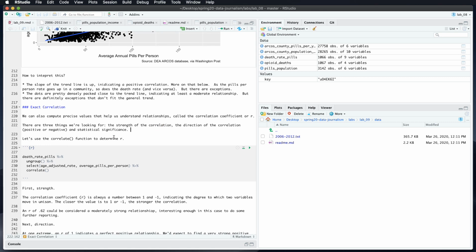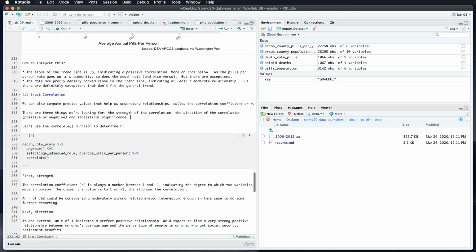So we're going to use a function from the core package, corrr, called correlate. What I'm doing here is I'm saying take my death rate pills table. Again, we're going to ungroup it because we created this data frame from something that was grouped, and so it remains grouped unless we ungroup it. And if we don't ungroup it, this won't work.